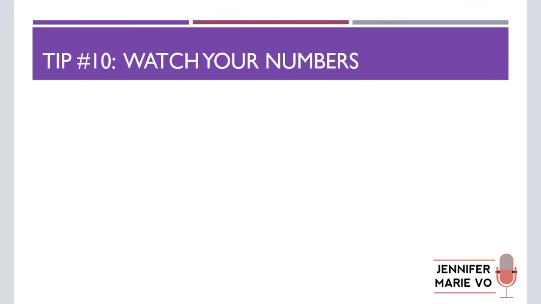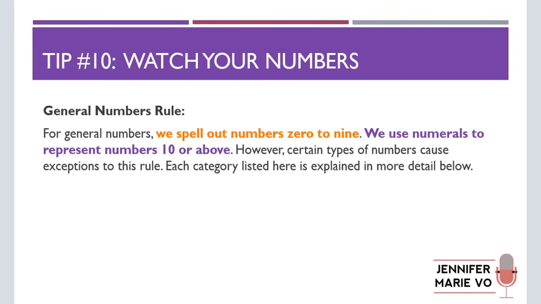Finally, tip number 10 is watch your numbers. So the general numbers rule, we spell out numbers 0 to 9. So we spell them out like this, 0, 1, 2, 3, all the way to 9. We use numerals to represent numbers 10 or above. However, certain types of numbers cause exceptions to this rule. Each category listed here is explained in more detail below.